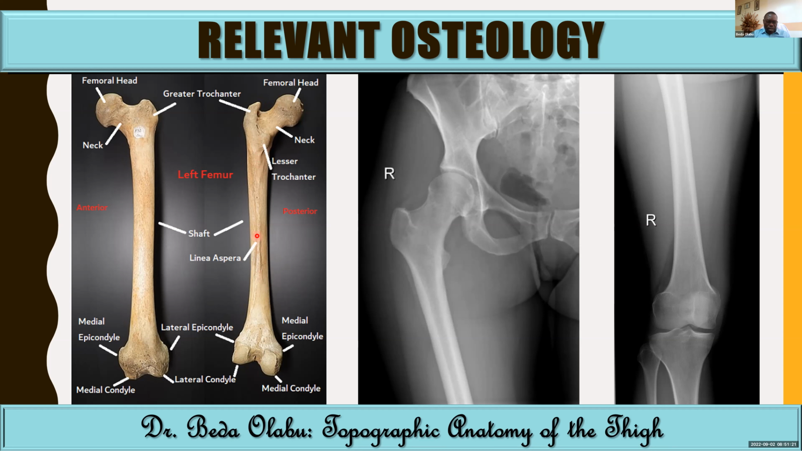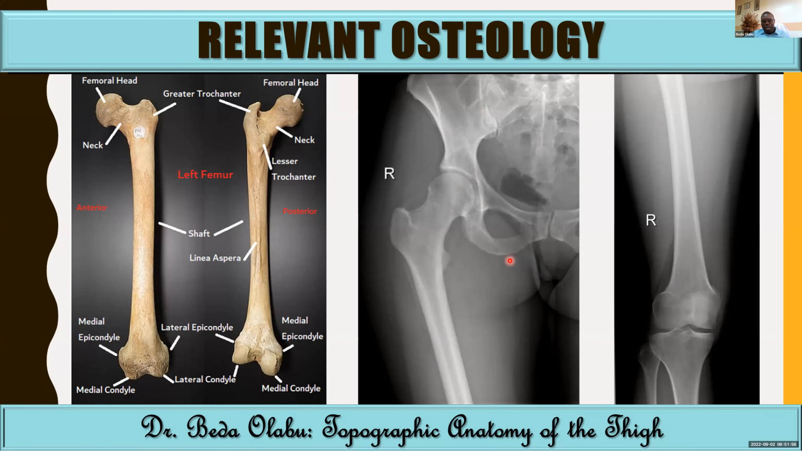Down here, the two lips of the linea aspera project towards the condyles as the supracondylar lines. So we have the medial and the lateral supracondylar lines as well. The space between the two, this region here, is a smooth surface we call the popliteal surface of the femur. So this is the popliteal surface of femur. It's going to be important in this particular session. So that is what I wanted to mention about femur.